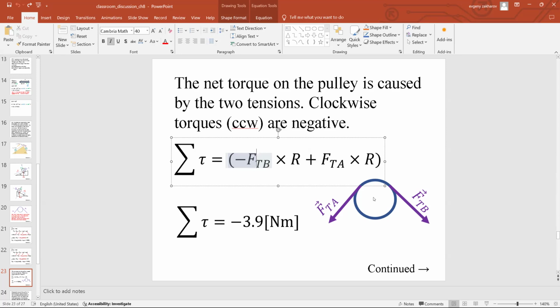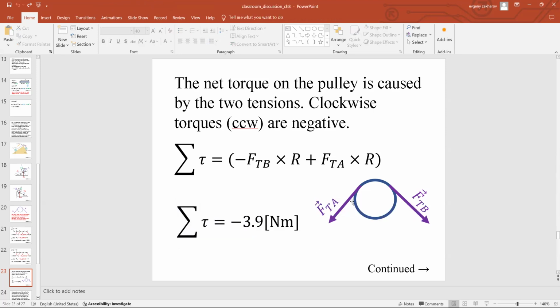That's the axis of rotation. That's the shortest distance. So it is the force times the radius for both cases. But be careful, one of the forces creates a negative torque because there is a clockwise direction for rotation. Overall torque is negative. Makes sense because, like I said, the overall rotation is clockwise. So net torque is a negative 3.9 Newton meters.